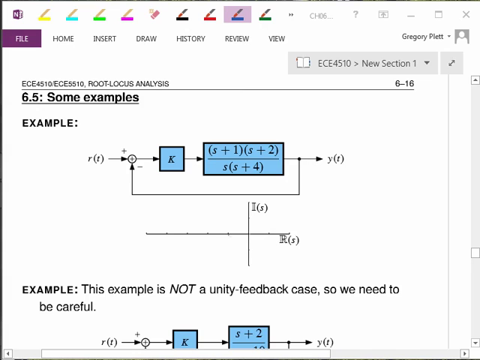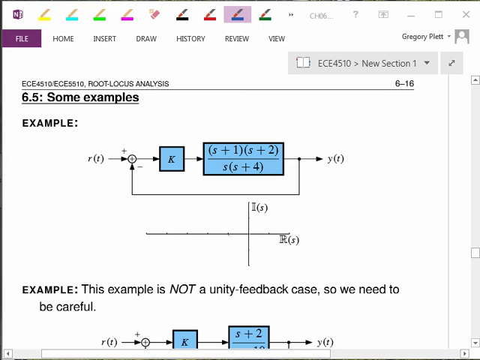So the first example has a typical unity feedback case. Reference input, actual output, we have a proportional controller and we have a plant. The plant is (s plus 1)(s plus 2) divided by s times (s plus 4). We want to plot the root locus of this as k increases from 0 to infinity.